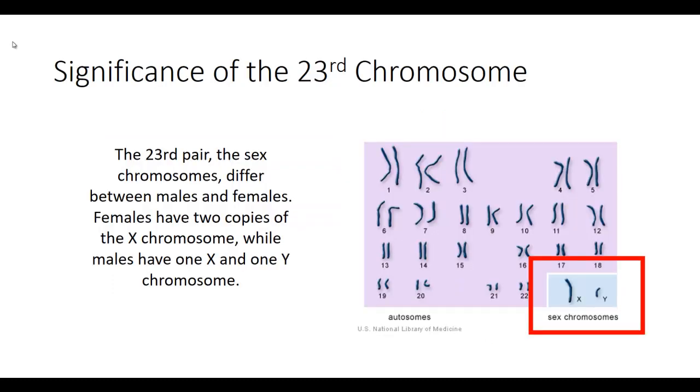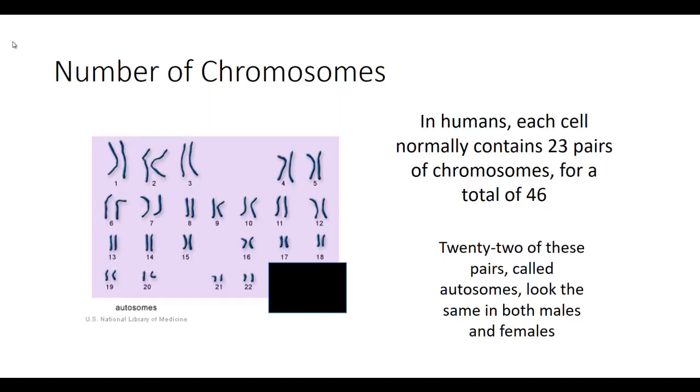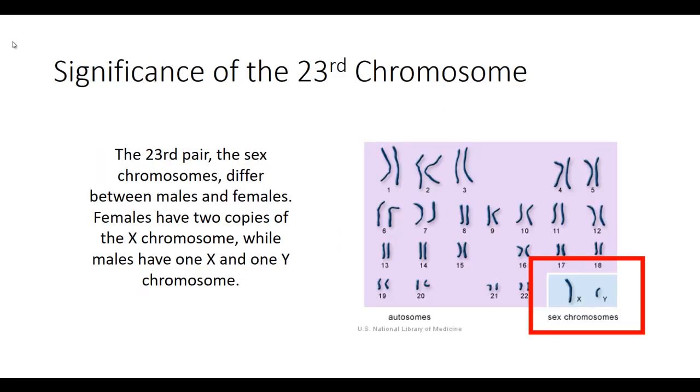Now, the significance of the 23rd chromosome is that it determines sex. If you look down in the bottom right of this, there is an X and a Y. Females have two copies of the X chromosome, while males have an X and a Y. So if you were to look at female DNA, and you're looking at the 23rd chromosome, you'd see two X's, and if it were male, it'd be X and Y. So again, 23 pairs of chromosomes. The 23rd pair determines gender.